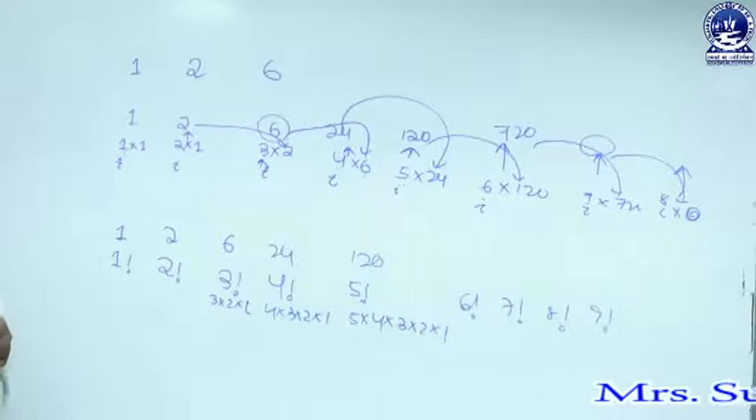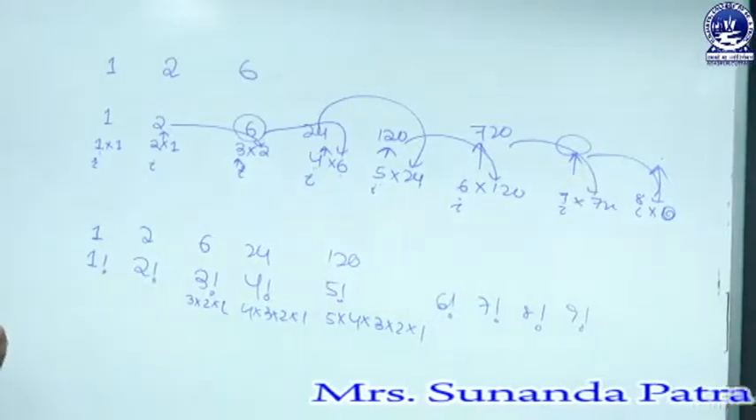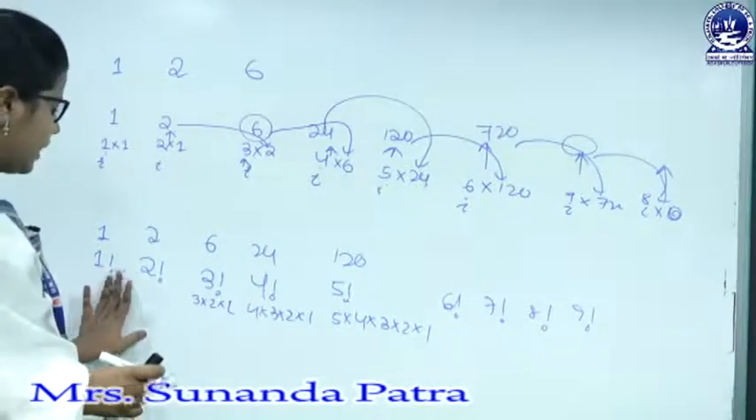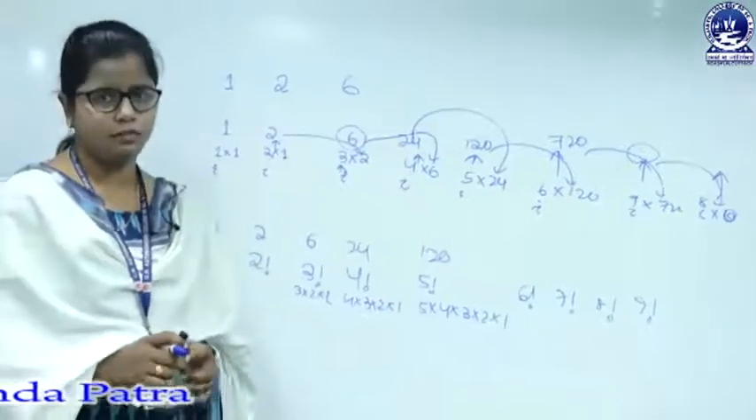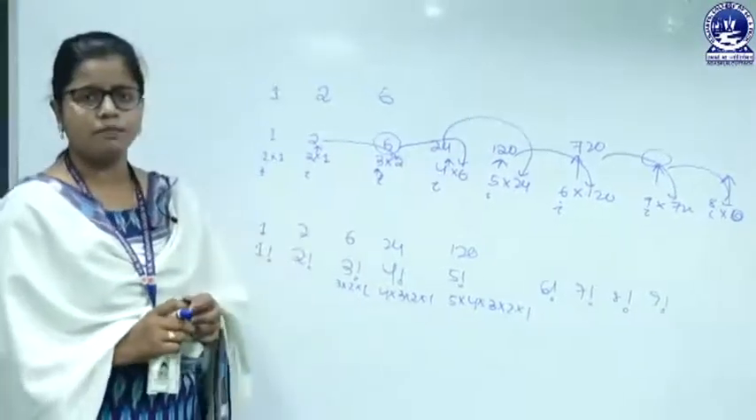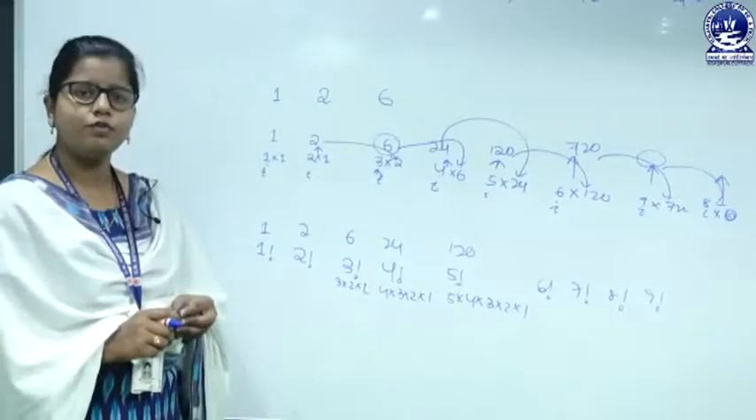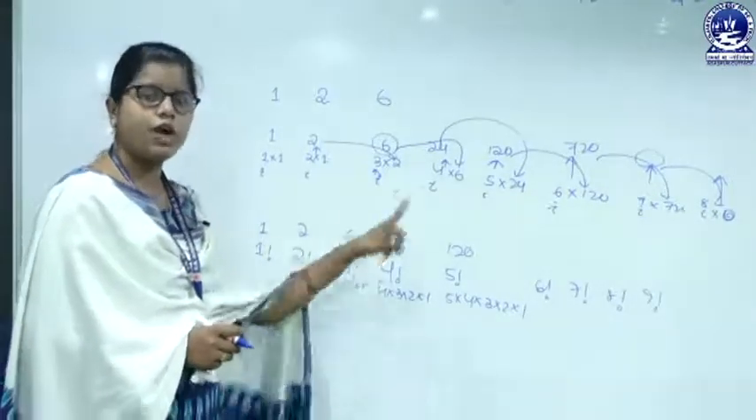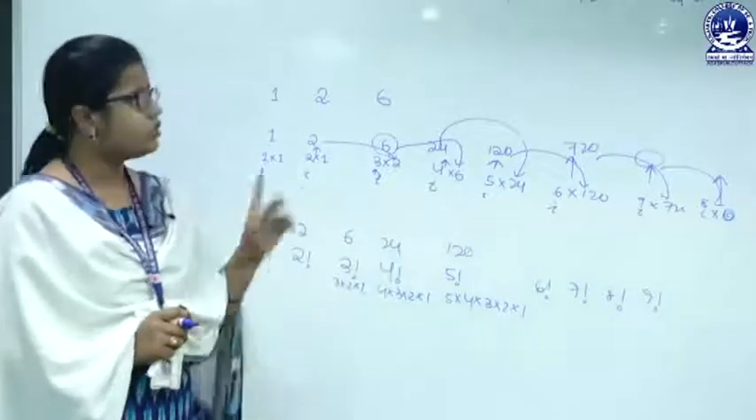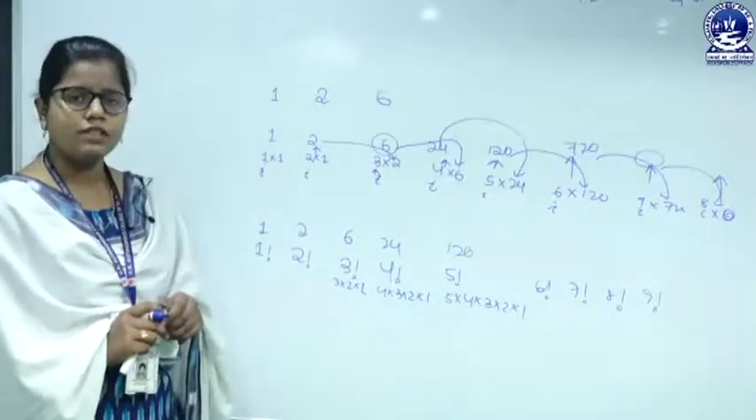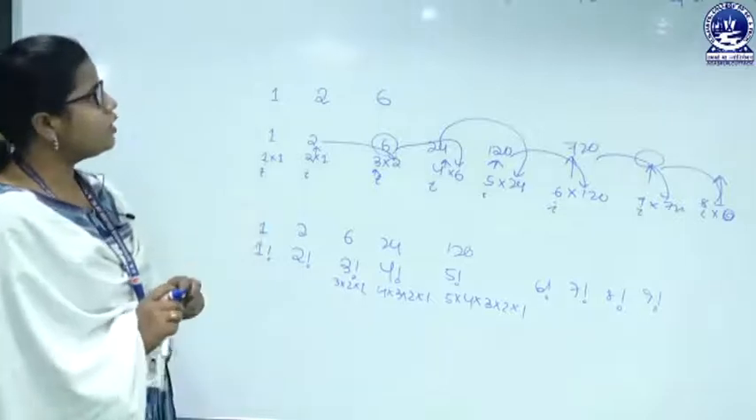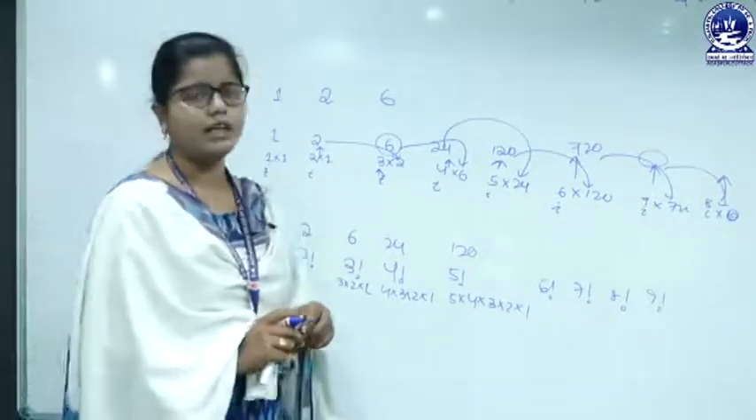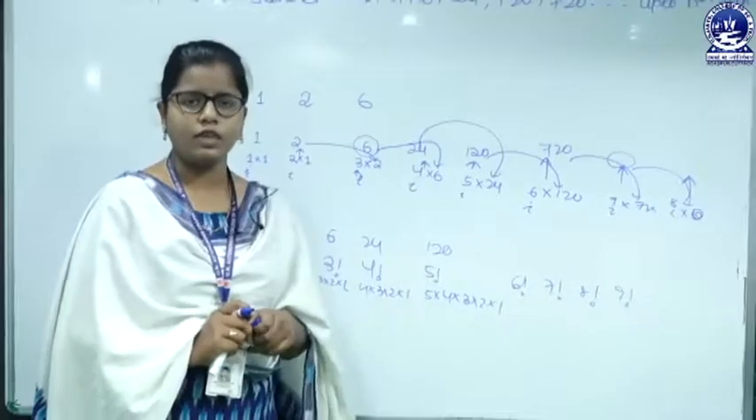So if n is 10, we have to print 1 factorial, 2 factorial up to 10 factorial. That is the nth term. If n is 15, then we have to print 1 factorial, 2 factorial, 3 factorial up to 15 factorial. So that is the nth term. So let's write the pseudocode for printing 1, 2, 6, 24, 120 and 720 up to the nth term.